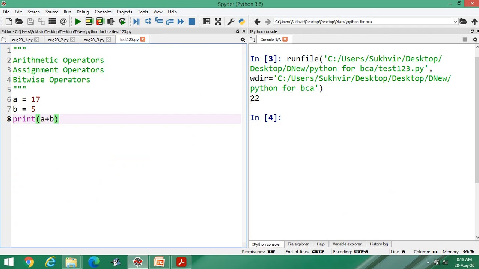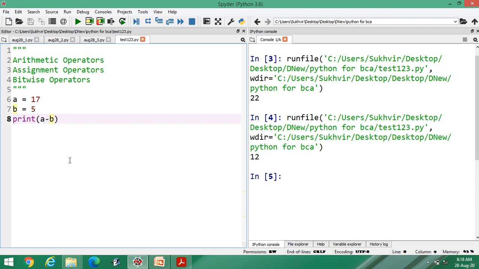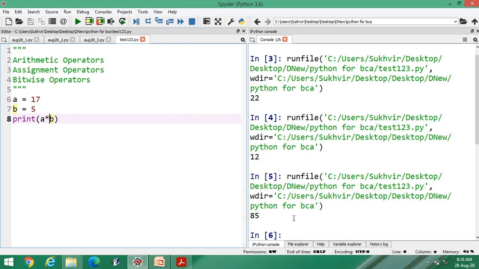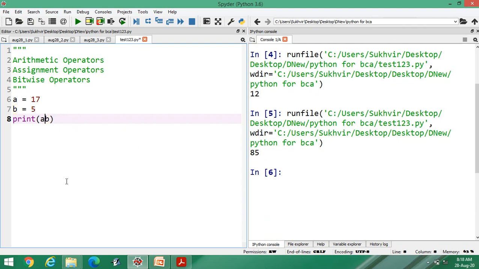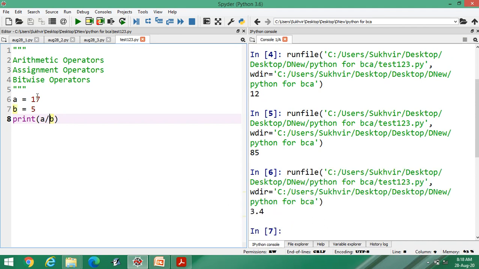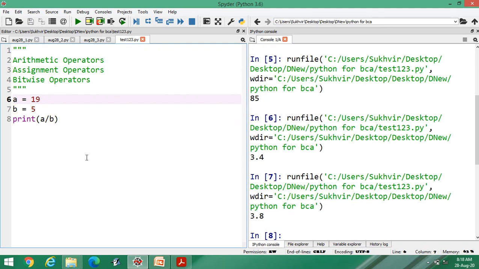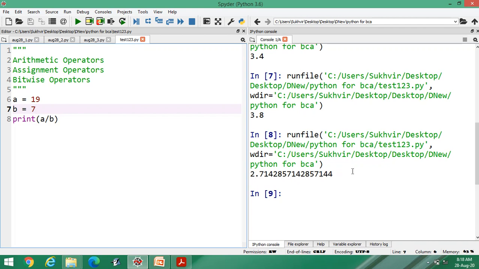The answer is 22. Suppose I write a minus b, the answer is 12. If I write a multiply b, then the answer is 85. If I write a divided by b, the answer is 3.4. Suppose I write 19 here, it's 3.8. Suppose I write 7 here, it's 2.714 and so on.